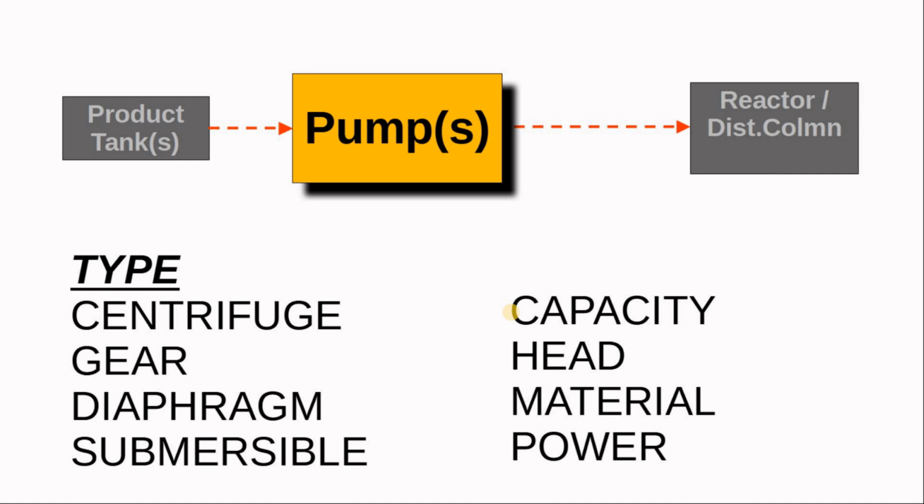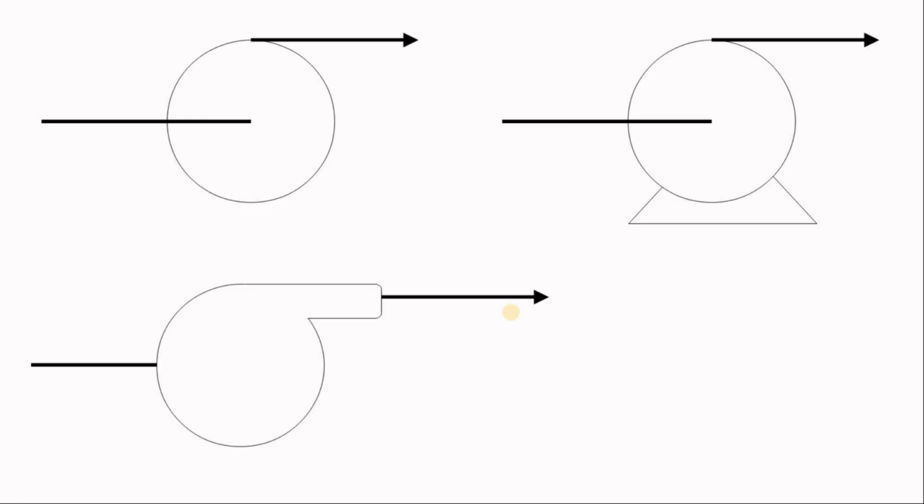99% of our pumps are centrifugal. Gear pumps and diaphragm pumps are for specific needs only. But the process engineer will need to define the capacity of this pump, the head of the pump, and sometimes the power of the pump. There are many ways to show a pump on a P&ID. Here I show you about 3 shapes you can use.